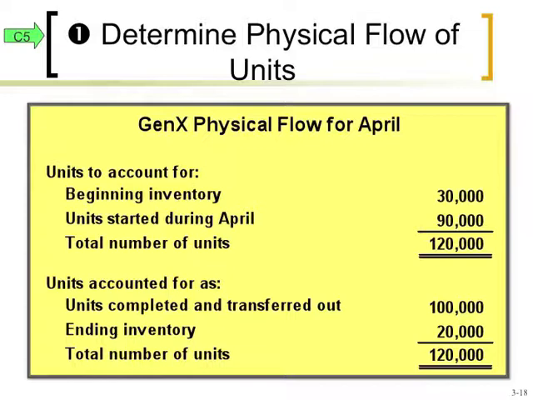And in this hypothetical example, we had this company, Gen X. It had a beginning inventory of 30,000 units. We started 90,000 during April, so therefore we have 120,000 units. You notice that we completed 100,000 during the period. We had 20,000 at the end of the period, and therefore we have our 120,000 units.